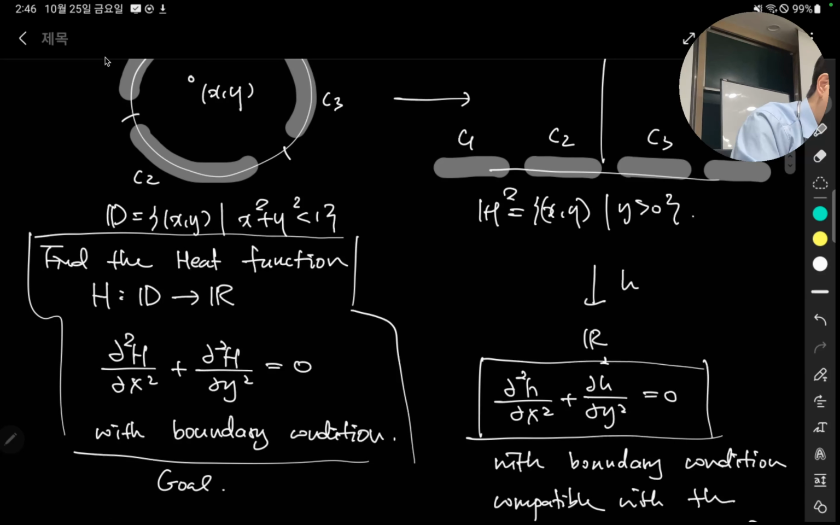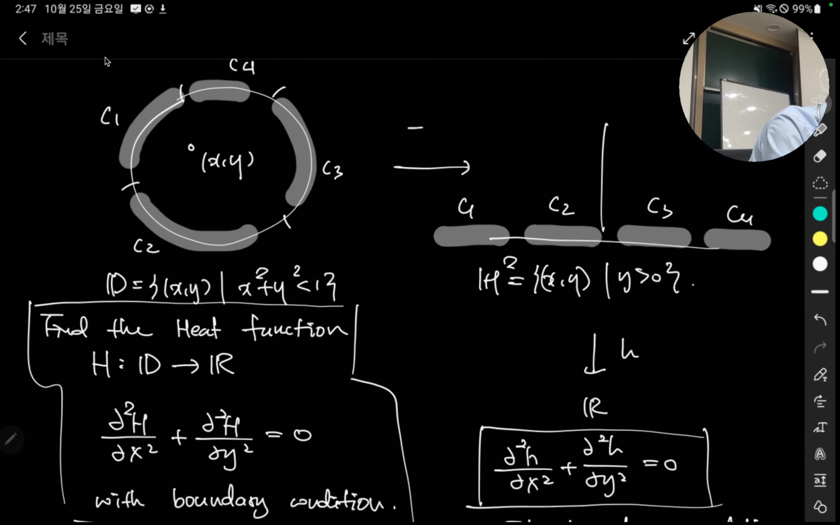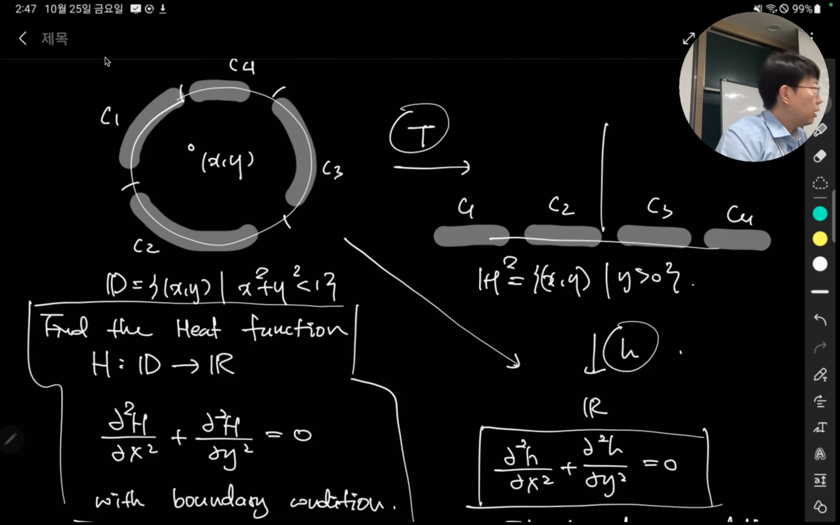And also we want this condition because we want the heat function. So D here. So once we have, let's say this is our T, okay. So once we have this map T and H, then what we're going to do is take a composition of T and H so that this composition becomes our H that we want to find as a goal.